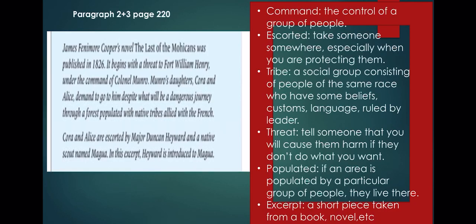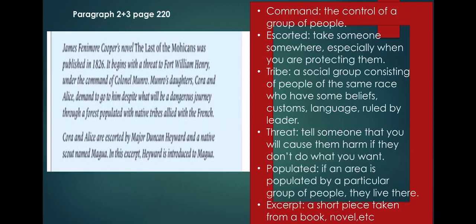So this is the novel, which was written by James Fenimore Cooper. He wrote this novel, and he begins his novel with a threat, which means to tell someone that you will cause them harm if they don't do what you want. So he begins his novel with a threat to Fort William Henry, under the command of Colonel Monroe. Monroe's daughters, Cora and Alice, demand to go to him.